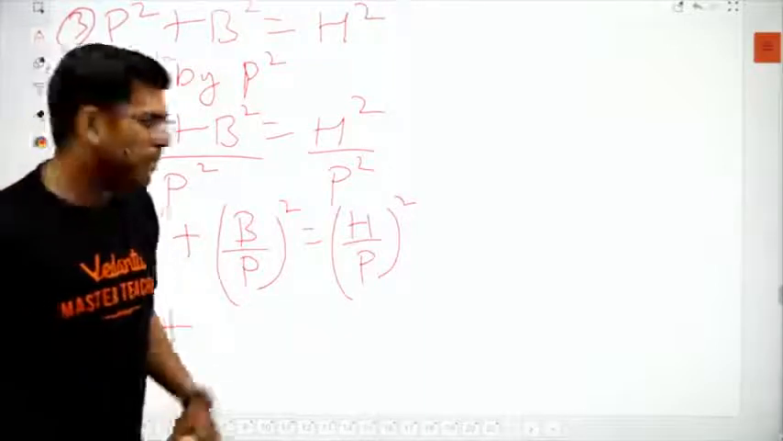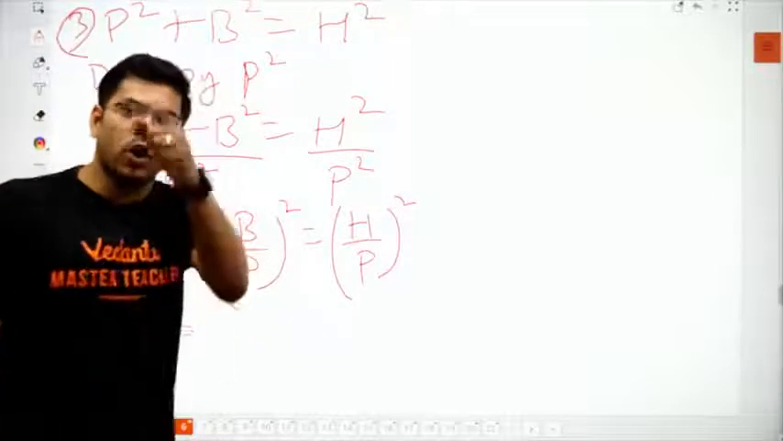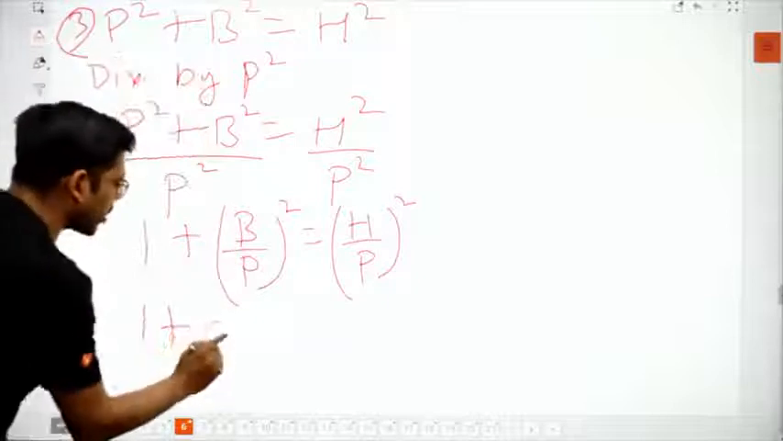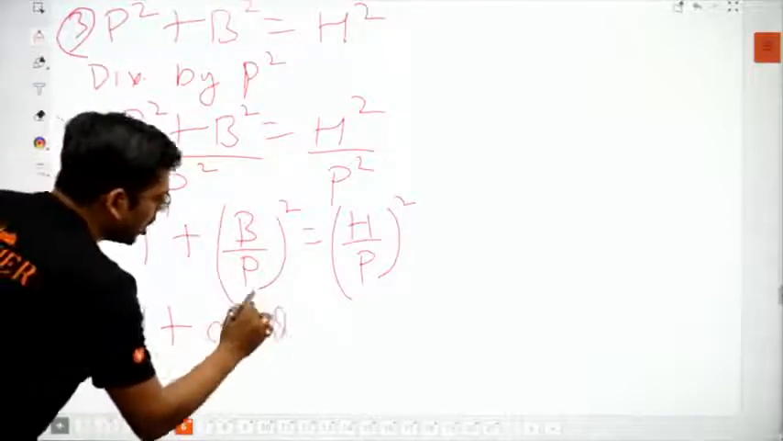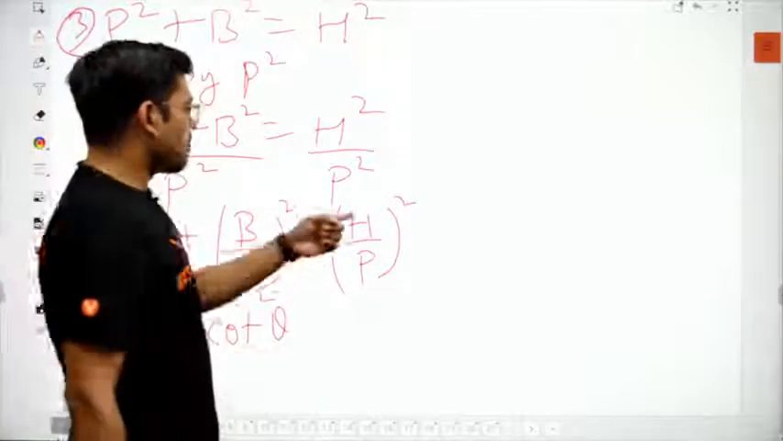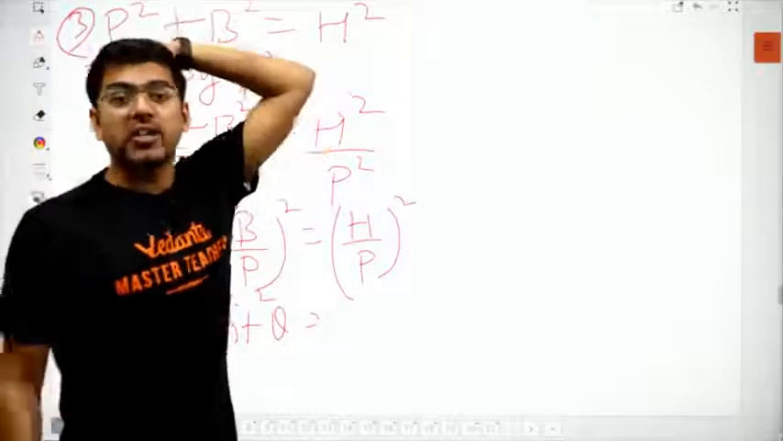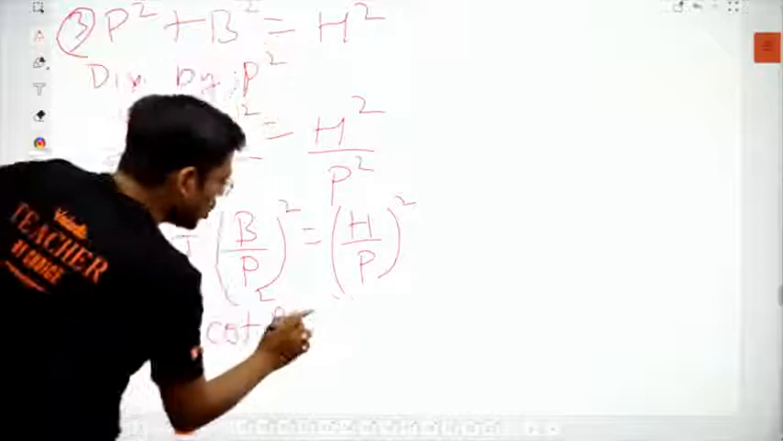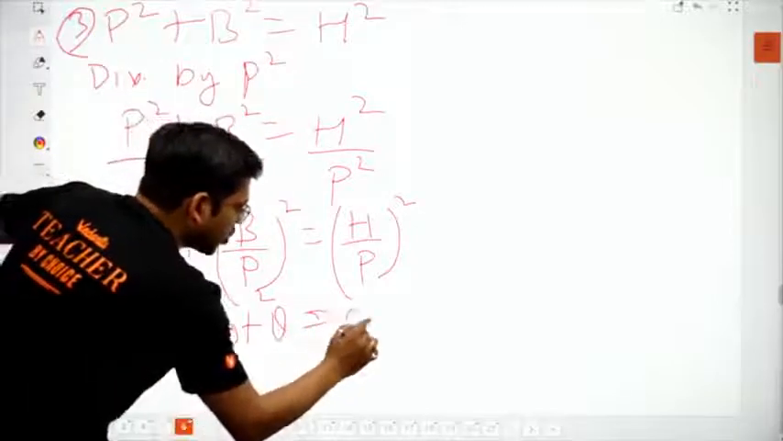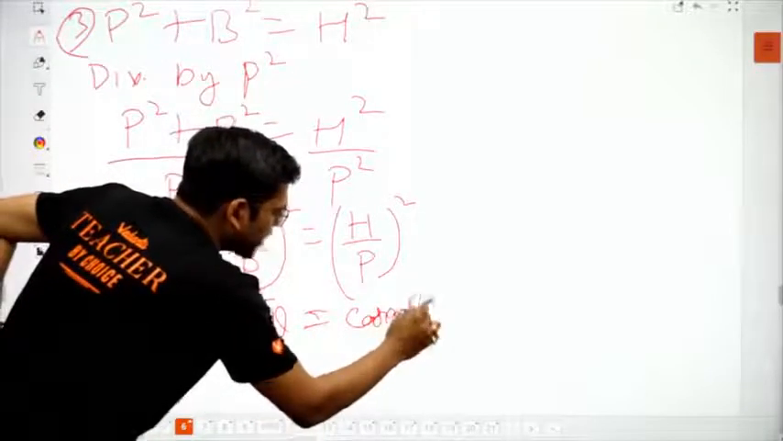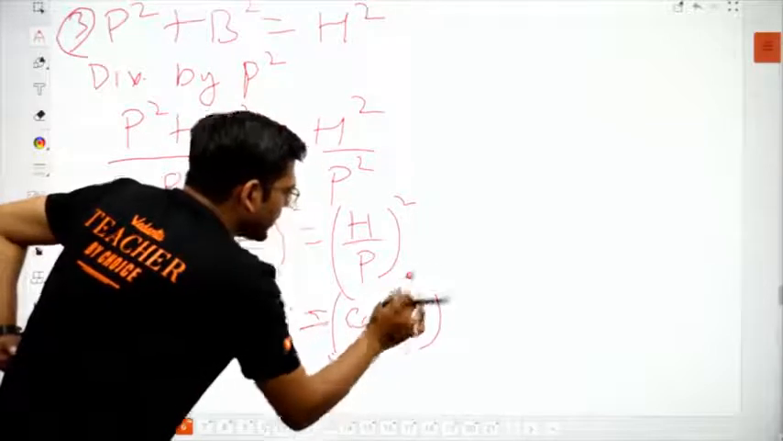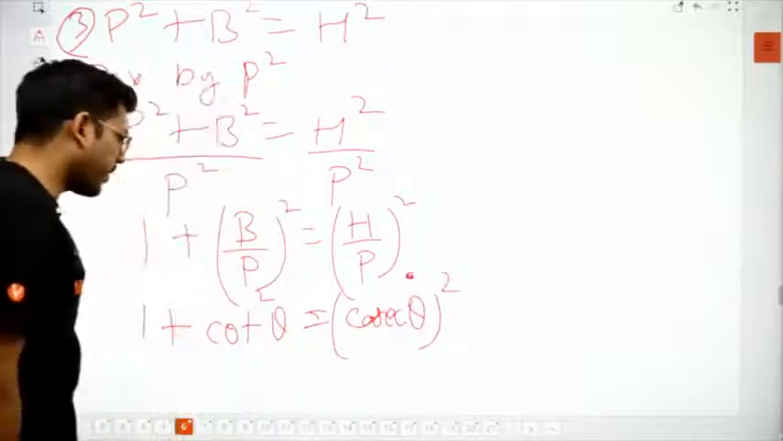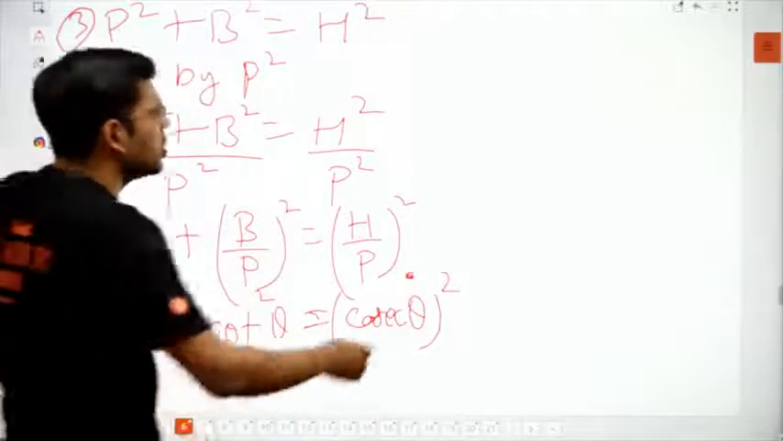Plus 1 plus b by p. बता दो p by b का reciprocal, p by b you know it, tan theta का reciprocal is cot theta का square is equal to p by h. P by h क्या होता है? P by h is sin theta and here it is h by p, reciprocal of p by h. So this will become as cosec theta guys, cosec theta. Okay, now again, so you got the formula.